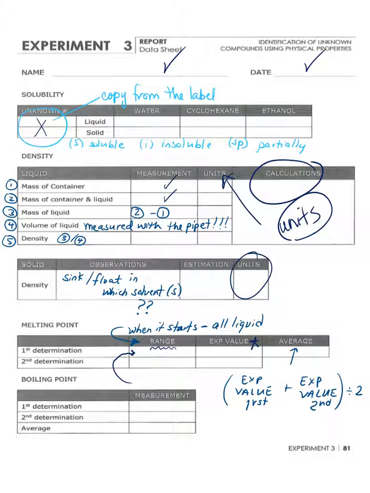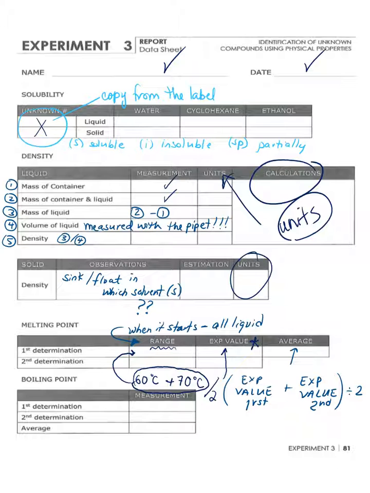Let's say that your solid starts melting at 60 Celsius and you have all liquid when the temperature is 70. That's your range, from 60 to 70. So in your range you have two temperatures: when it starts melting and when you have only liquid. The experimental value is the average of these two temperatures, okay? 60 plus 70 divided by 2, that's going to give you the experimental value. For that example, it should be 65.